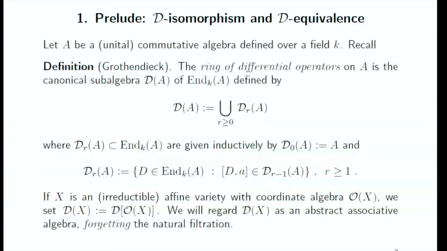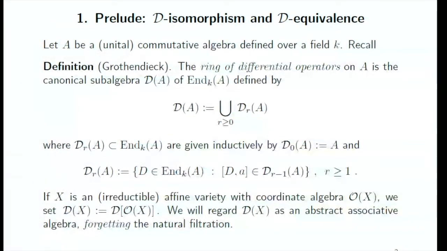Okay, so let me start with a definition. If we have a commutative algebra over a field K, later I will assume that K is actually algebraically closed of characteristic zero, in fact, complex numbers, one can define this nice object, a non-commutative algebra called the ring of differential operators on A, in the following way. This definition goes back to Grothendieck, which I don't know if it's really correct, but at least that's the reference.